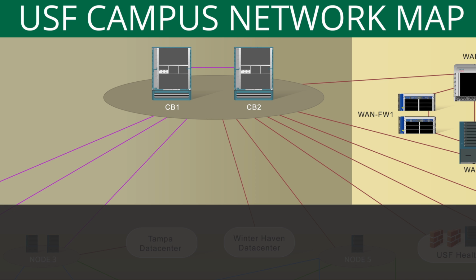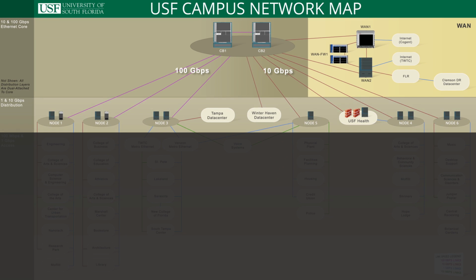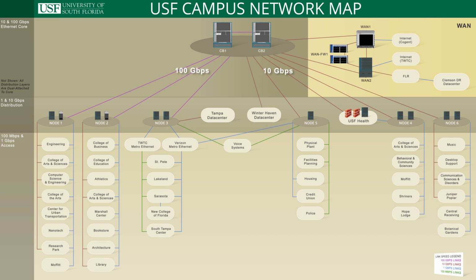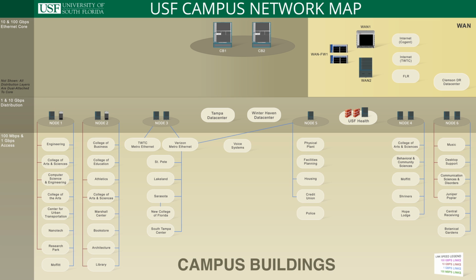At the top of this diagram, you can see the Tampa campus core. It is made up of two redundant devices which provide 100 gigabit per second and 10 gigabit per second connectivity to the distribution layer devices shown in the middle section. Those distribution layer devices then provide 10 gigabit per second and 1 gigabit per second connectivity to surrounding buildings shown in the bottom section. Within those buildings, there are aggregation devices which provide connectivity to wiring closets. And within those wiring closets, there are devices which connect the individual desktops and wireless access points.